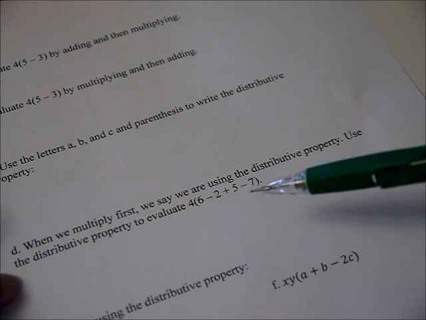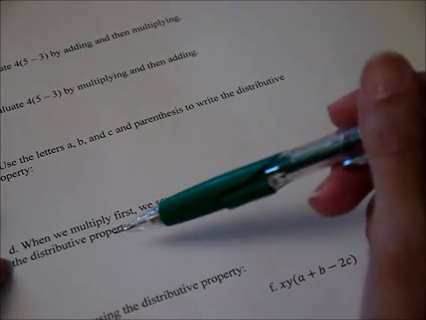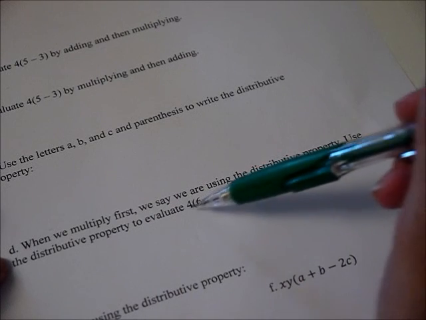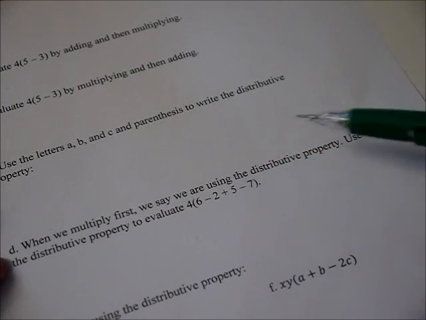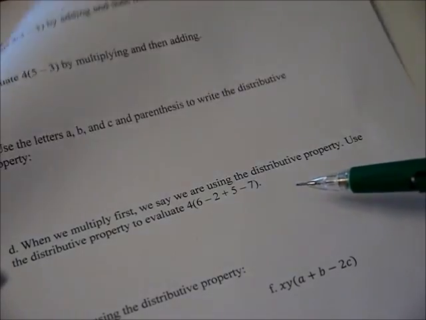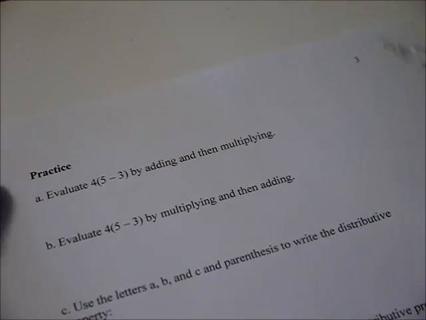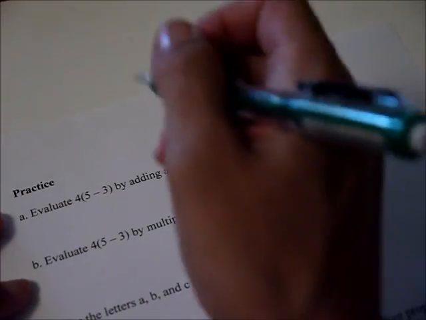Then D says when we multiply first, we say we are using the distributive property. Use the distributive property to evaluate the answer to this. That was where we distribute the 4 through to everybody. And then these are just like the last 2 that we did. So I want you to try those and then check and see if you did them correctly. I'm going to go ahead and do them now.